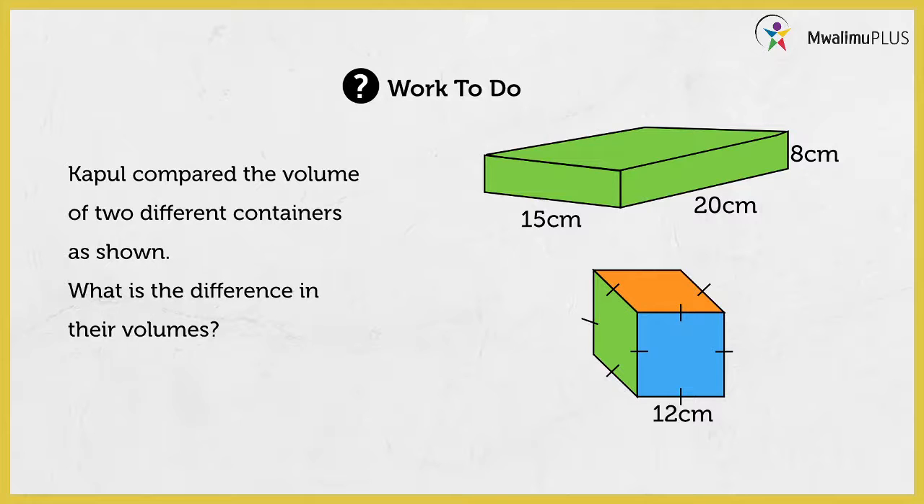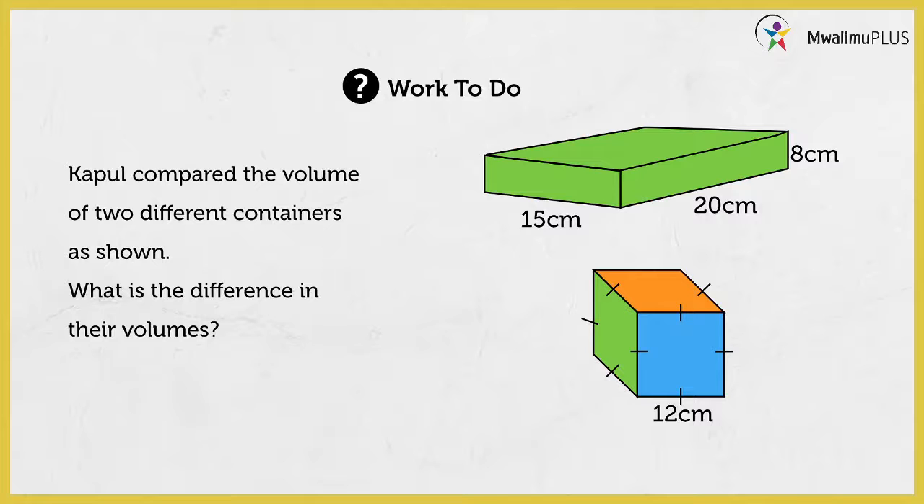Then you identify them. Are you able to see the difference between container 1 and container 2, or the container above and the one that is below? You realize that the above container that measures 20 by 15 by 8 is rectangular in nature, while this one here that is measuring 12 centimeters is actually a cube. So that difference will help us so that we can calculate the volume.